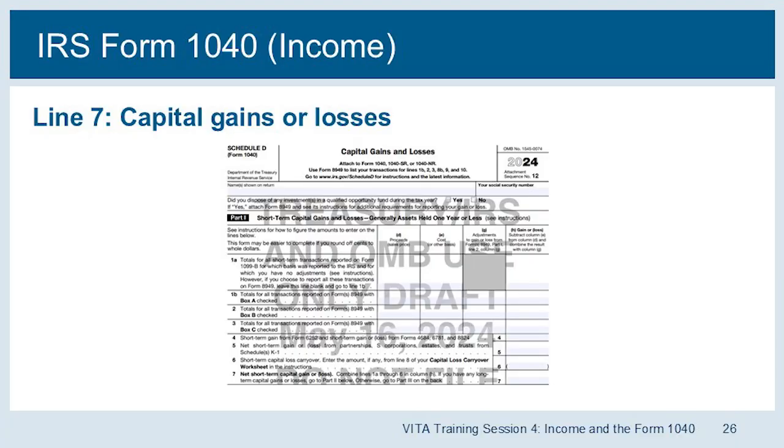Line 7, Capital gains or losses are reported on Schedule D. Taxpayers who buy and sell stocks, bonds, or real property may have income to report by taking the sale price minus the adjusted basis. If the taxpayer is reporting a loss, up to $3,000 may be deducted, and any leftover amount of the loss will be carried forward until it is exhausted.